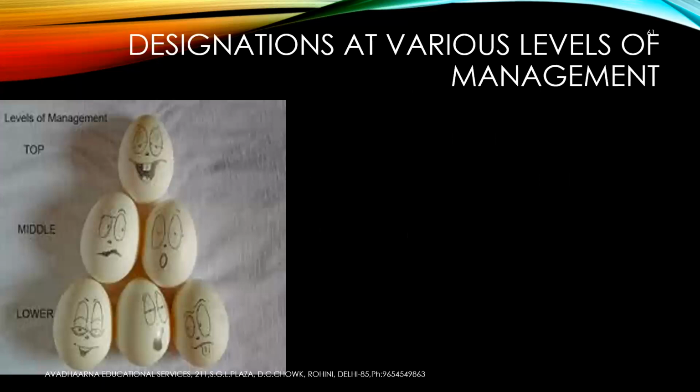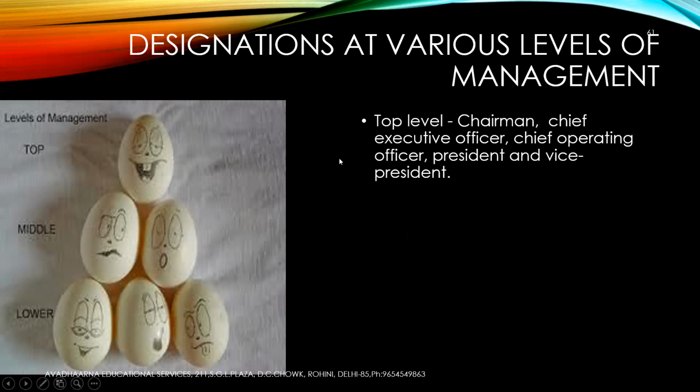Now let us learn the various designations which are there at different levels of management. At top level of management, the designations are, you may find that people are working at the post of chairman, chief executive officer, CEO, chief operating officer, COO, president and vice president.